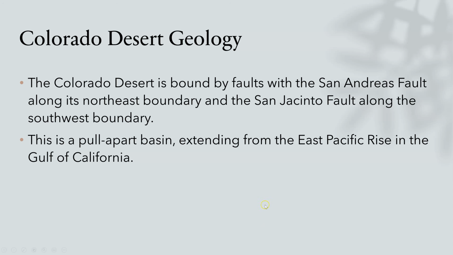So the Colorado Desert is bound by faults, the San Andreas Fault and the San Jacinto Fault, along the southwest boundary. So northeast is the San Andreas. This is a pull-apart basin that extends from the East Pacific Rise in the Gulf of California. So the pull-apart basin is being created by the interaction of these two faults.